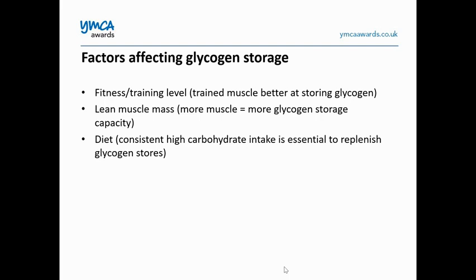There are a few factors that affect glycogen storage. Basically, the better trained a muscle is, the more glycogen it can store. So the fitter you are, the more glycogen you are able to store and therefore have in reserve. The more muscle mass you have, the more glycogen storage capacity you've got. And if you're eating high proportions of carbohydrates in your diet, then you're able to easily replenish glycogen stores. So those are three main factors that affect our ability to store glycogen in our muscles.